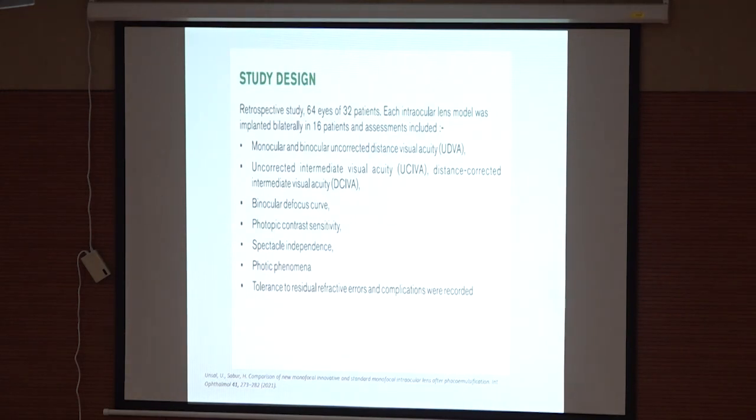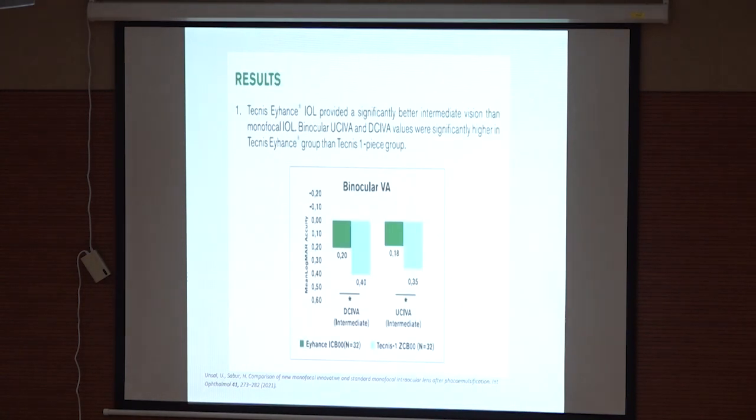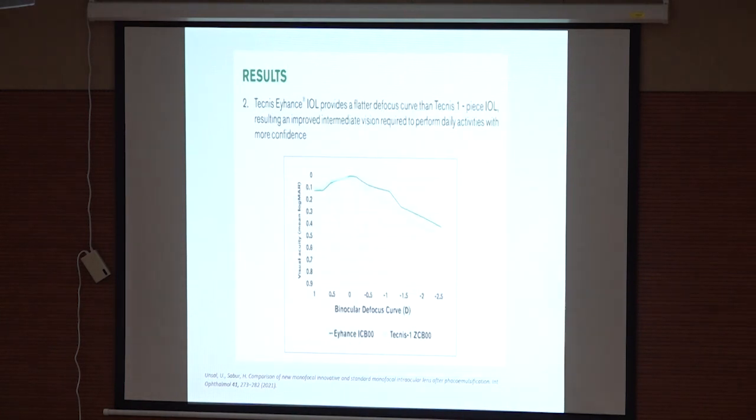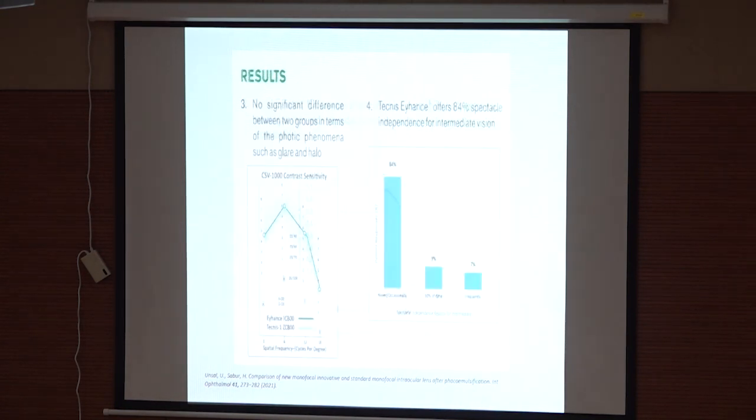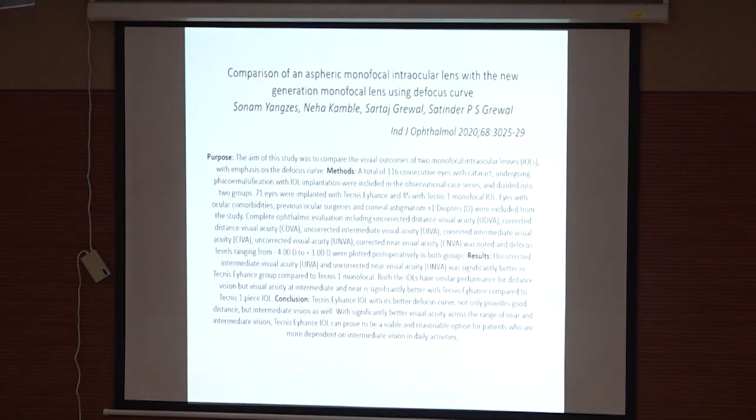Another study, again 64 eyes, and they tried to look at some of these parameters and found that the Eyhance provides a significantly better intermediate vision than a standard monofocal, and a flatter defocus curve. This flatter defocus curve is what allows you a little more freedom when you actually calculate for each patient. And the second study also did not notice any difference between the two IOLs as far as contrast and other photic phenomena is concerned.